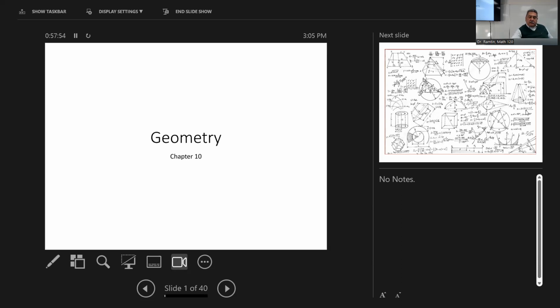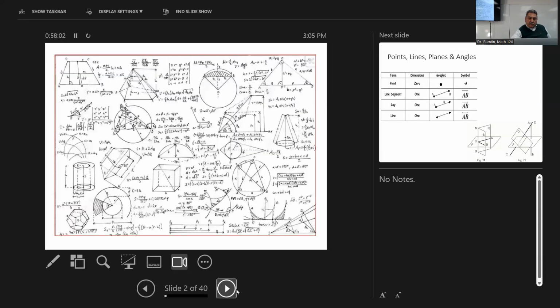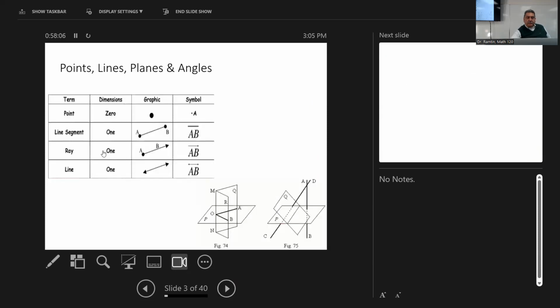Today, we want to study geometry. These are all different geometrical shapes and measurements, but we start very simple with the basic ideas: the point, line segment, ray, and line. A point, as you can see, has dimension 0, and the graphic is just a dot. The symbol is a capital letter A.